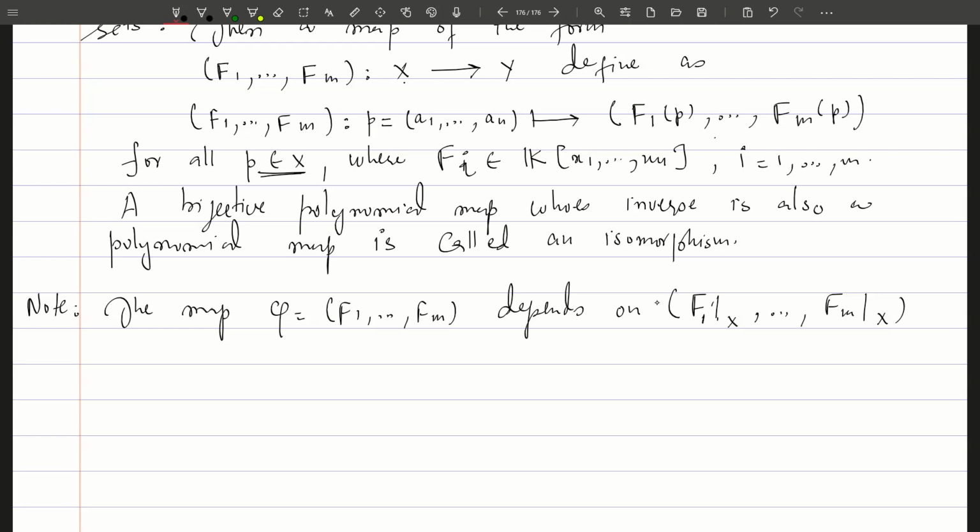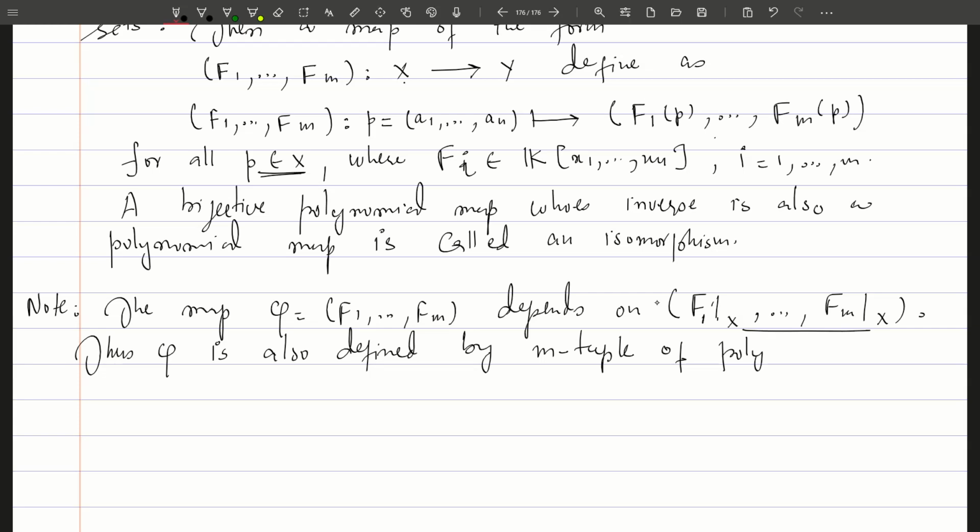So that is why this map phi depends on these restrictions, which are polynomial functions. Thus phi is also defined by an m-tuple of polynomial functions.